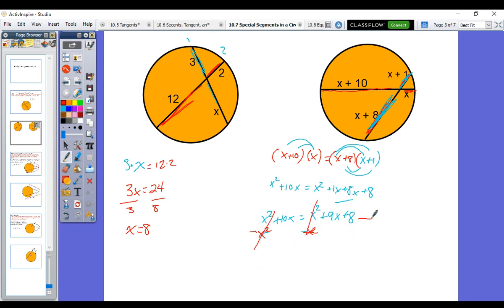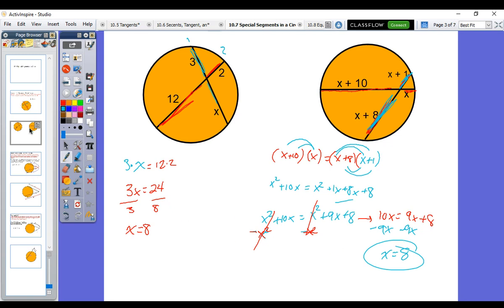So our problem is left with 10X equals 9X plus 8. Just like before, we have to get all the X's together, so we subtract 9X. We're left with X on one side and 8 on the other. Bam. So this is 14 units long, and this is 11 units long. They're not the same length, but their products, because of proportionality within a circle, are the same. That helps us find missing parts.